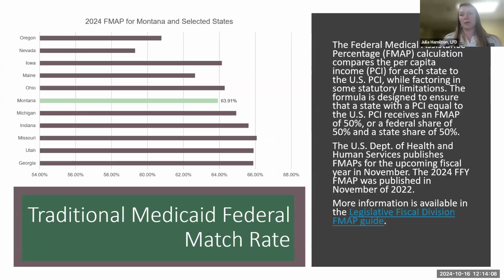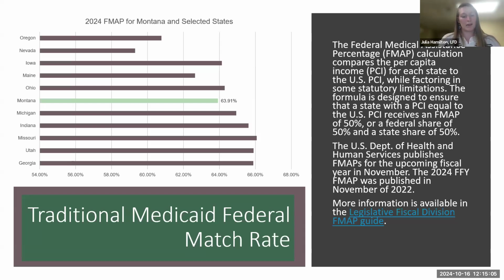So looking at the FMAP in particular and a few more details on that, here we have a chart of the fiscal year 2024 FMAP for Montana, which is 63.91%. And as you can see, relative to other states, we're kind of in the middle, but Montana in general has been trending down in the most recent years. This federal medical assistance percentage is calculated each year, and it compares the state per capita income relative to the national average. So as Montana's per capita income is increasing, we have seen that FMAP going down. And there are some statutory limitations on this, so we can't just go all the way down to zero. It is capped at a 50% federal and a 50% state share.